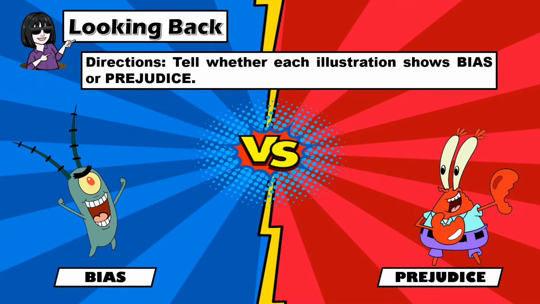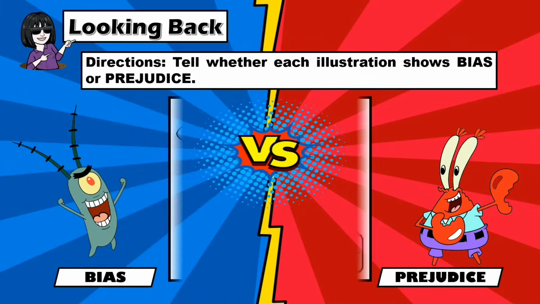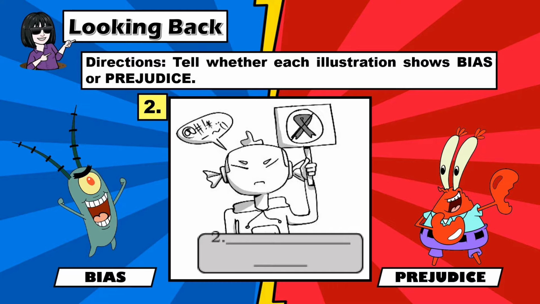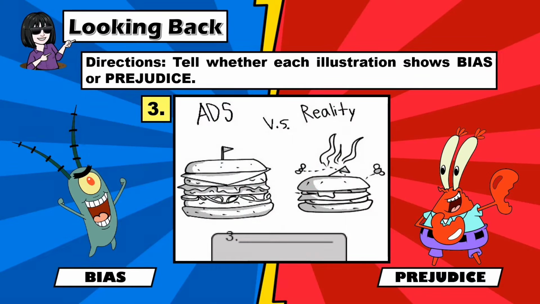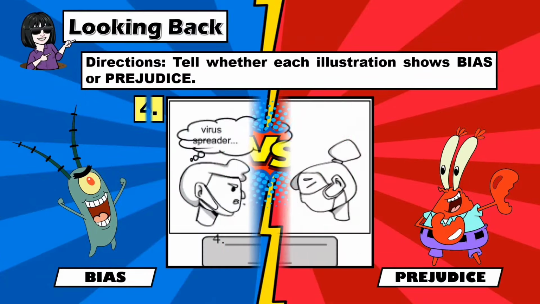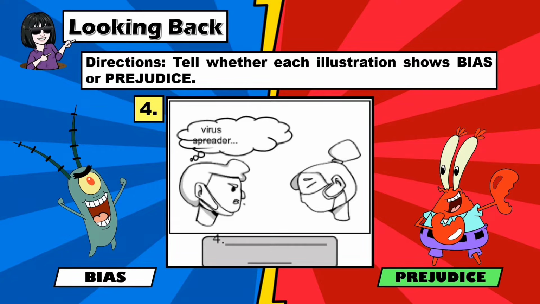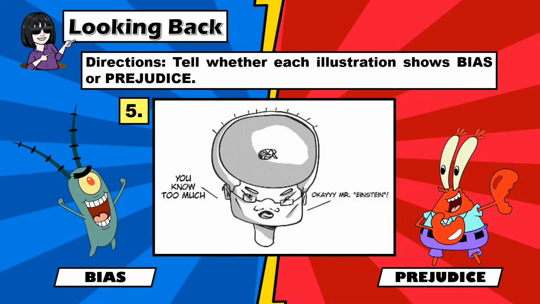Directions: tell whether each illustration shows bias or prejudice. Number 1. The answer is bias. Number 2. The answer is bias. Number 3. The answer is prejudice. Number 4. The answer is prejudice. Number 5. The answer is prejudice.